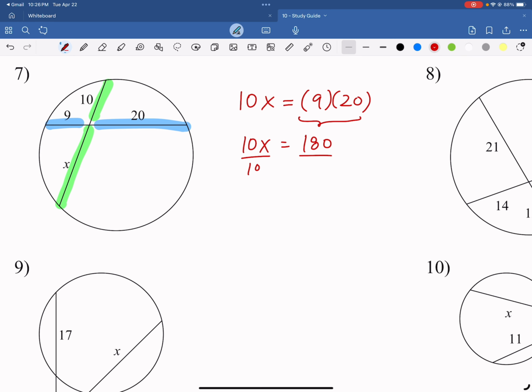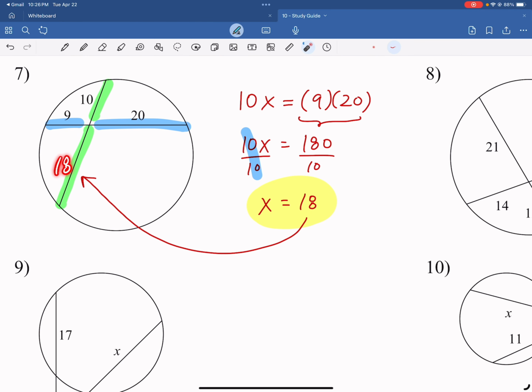And then at this point, it's simple. Just divide. You're going to get x equals 18. And Bob's your uncle. Remember Bob? There you go. That is x. And again, they're not meant to add up to the same number, right? They're meant to multiply to the same number.